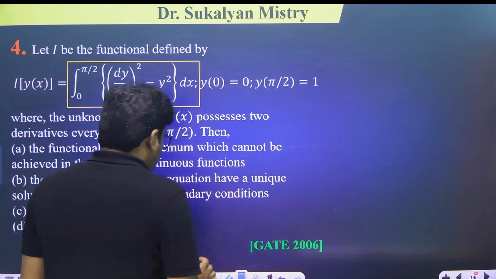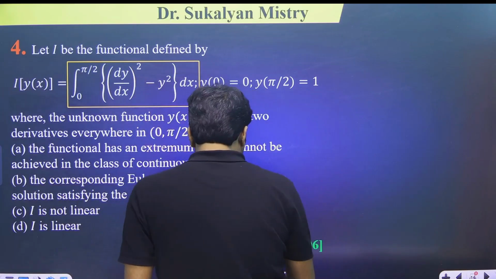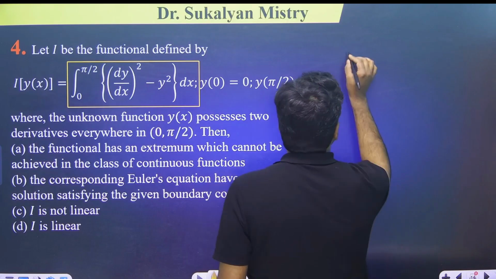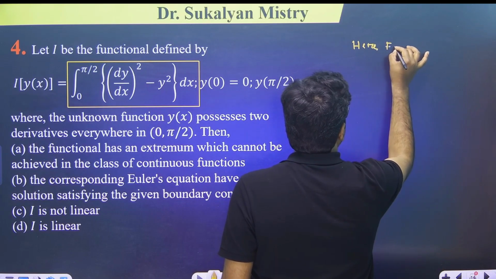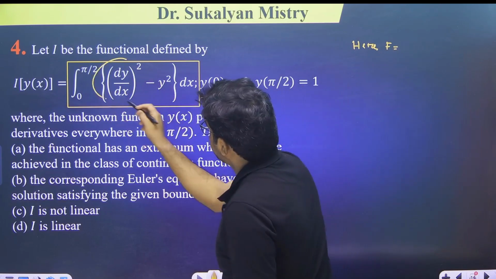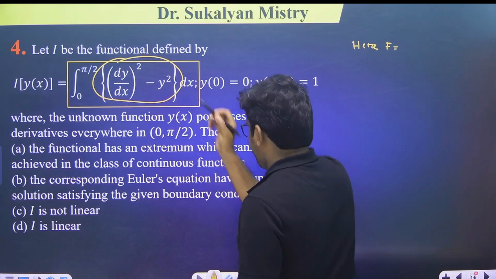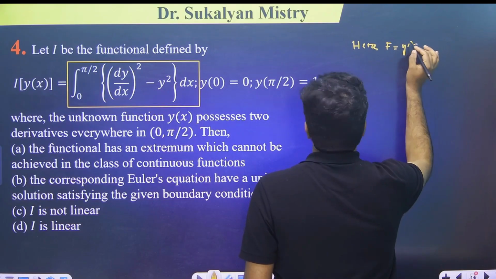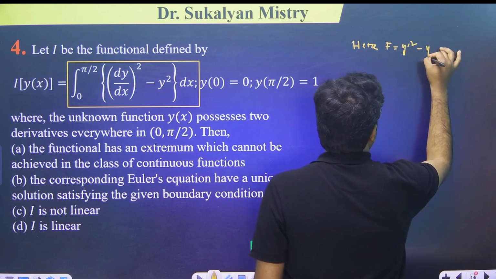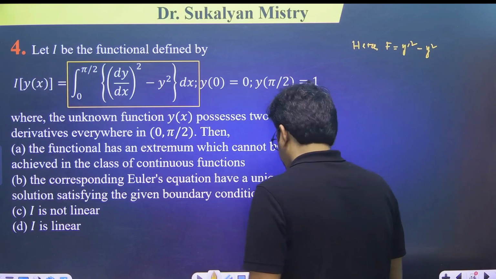So what is f? Here f is (dy/dx)² minus y², dy/dx, that is y', so y'² minus y². Okay, so this is f.